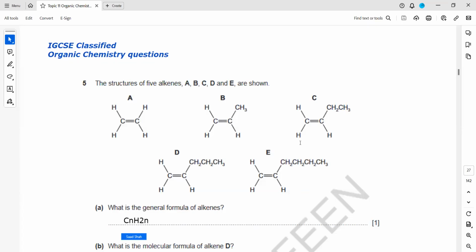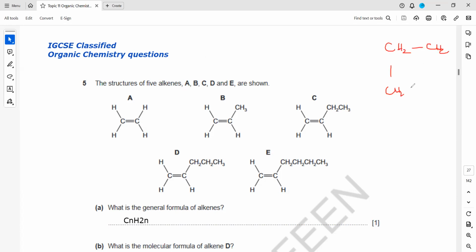The organic chemistry question: you can see the structure of 5 alkenes, A, B, C, D, and E, as shown. What is the general formula of alkene? The general formula: the number of hydrogens is twice the number of carbons. So it's CnH2n. And remember, cyclic alkanes have the same general formula as alkenes.